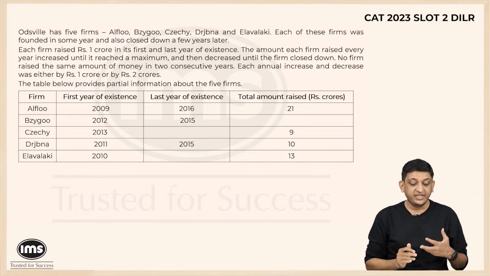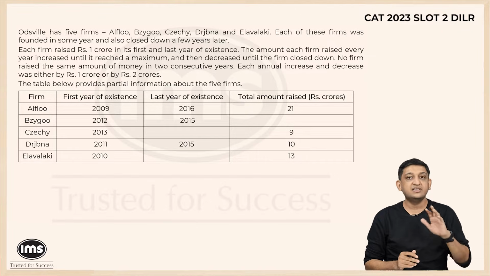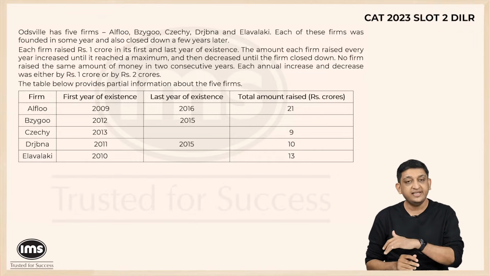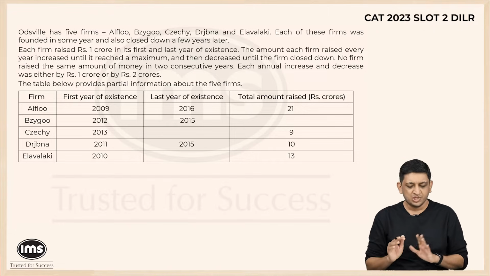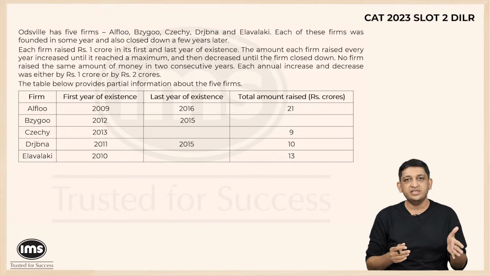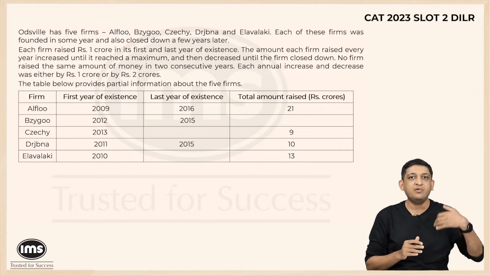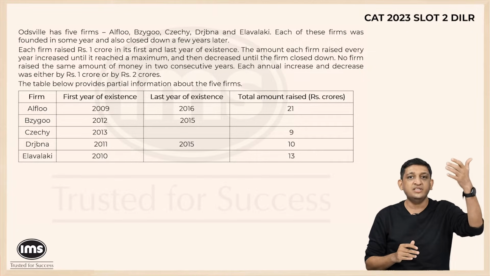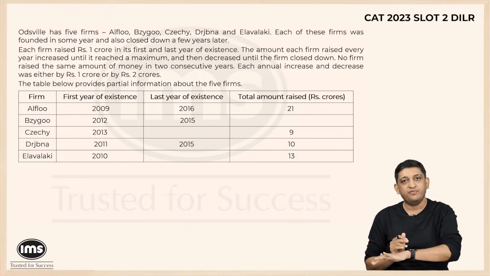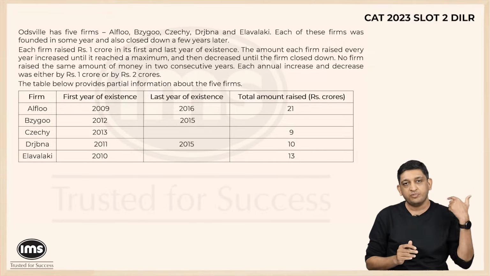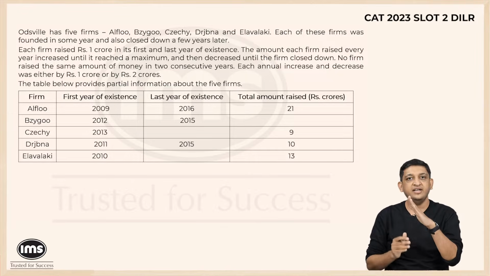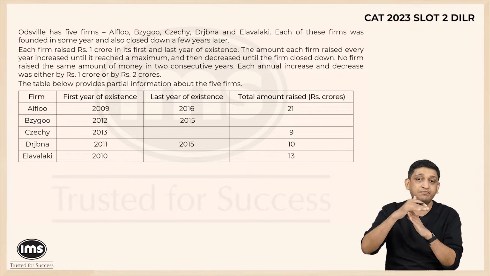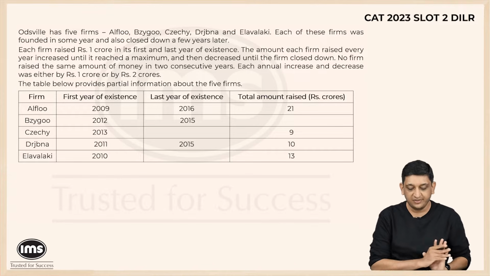We know that the amount each firm raised every year increased till it reached a maximum, and then it decreased till the time the firm closed down. So if a firm has raised 1 crore in the first year, it would have raised a higher amount in the second year, maybe a higher amount in the third year, maybe a higher amount in the fourth year. After that, maybe it started falling down, but once it starts falling down, it will not go up again. So it will progress in a linear manner till a point in time wherein it hits the peak, and then it will fall down.